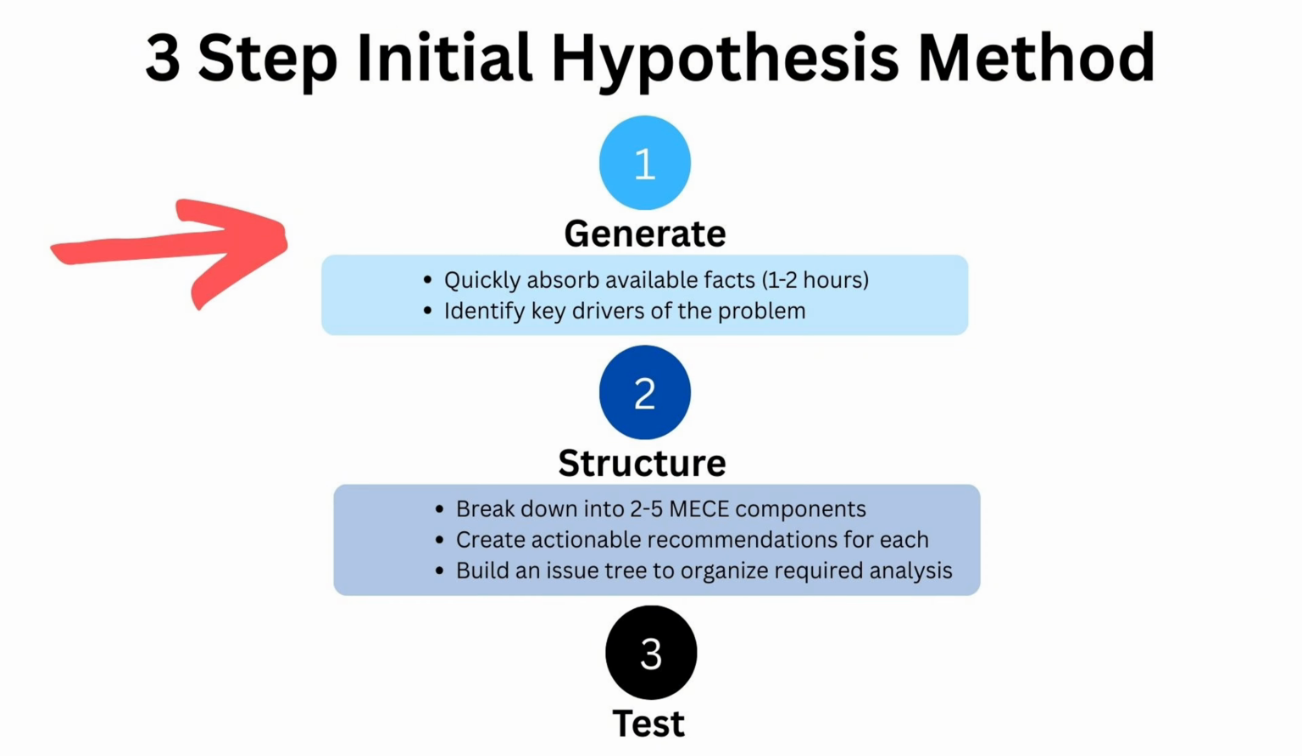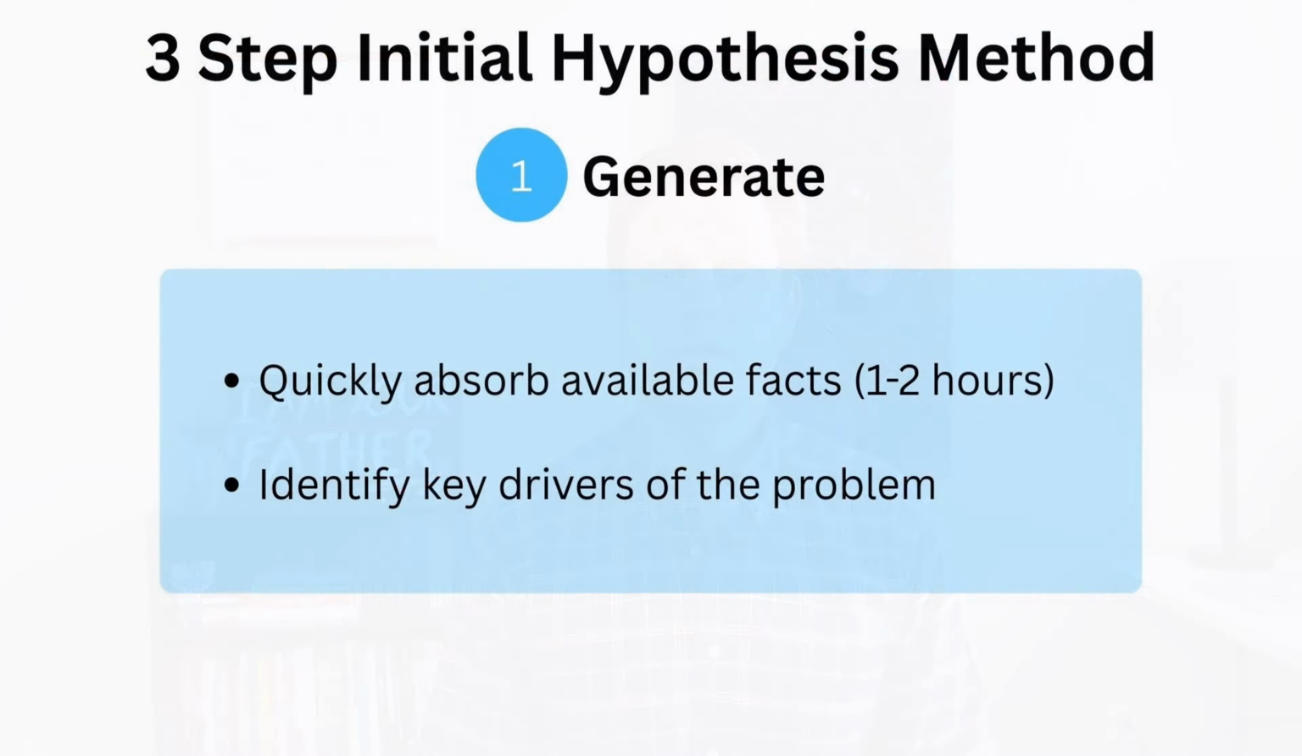Today, I'll show you a 3-step method to generate, structure, and test your initial hypothesis to help you solve any business problem. The first step is to generate your initial hypothesis by combining limited facts with structured thinking. When I sit down with a new client, I start by quickly absorbing the available information. This isn't about deep research, just spending 1 to 2 hours gathering enough facts to understand the landscape you're working in. I might review the sales data, talk to a few key employees or customers, or browse competitor websites.